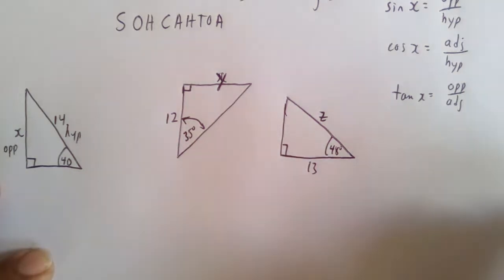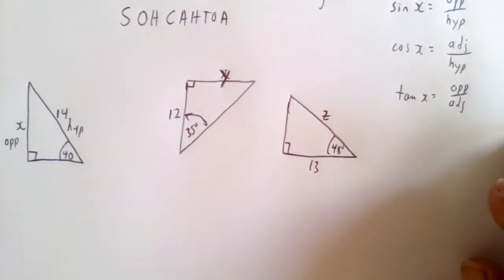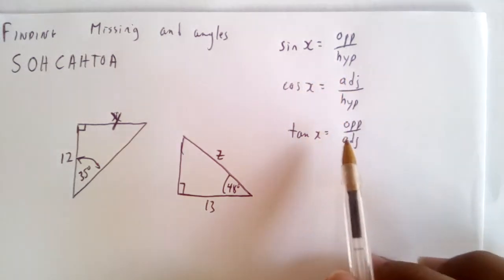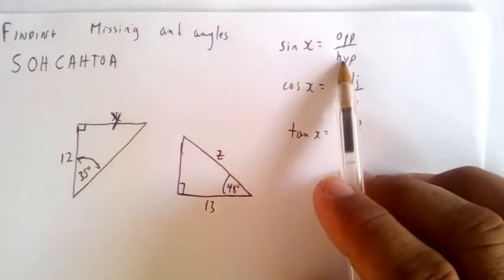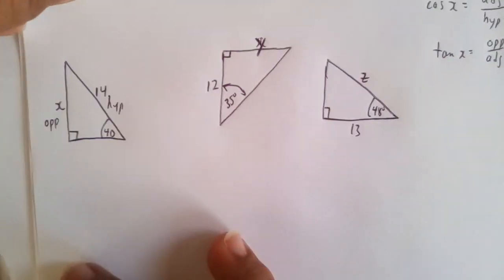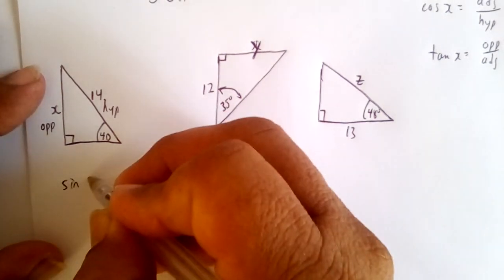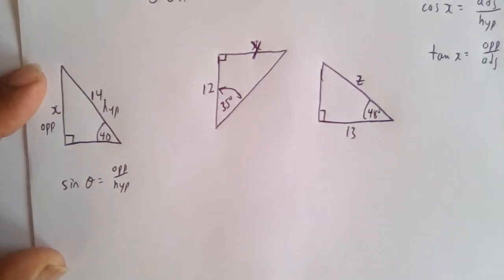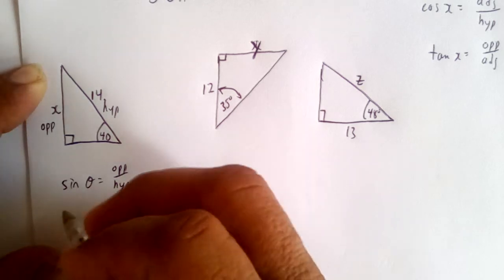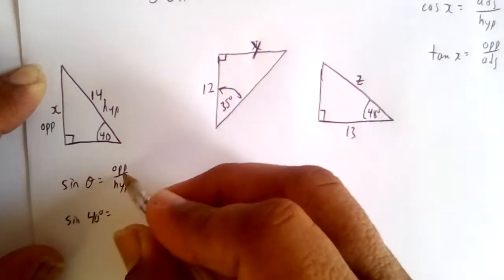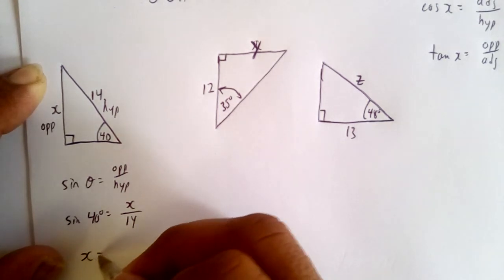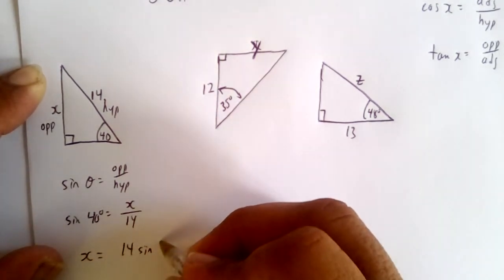Now let's see which one of the trig ratios works with opposite and hypotenuse, given the angle that we are talking about. It is not this one, it is not this one, but it is this one. So we'll be using the sine. The sine of the angle is equal to the opposite over the hypotenuse. So we substitute our values. I put this symbol here to show angle. The sine of 40 degrees is equal to opposite, which is x, over the hypotenuse, which is 14. We cross multiply and we end up with x equals 14 sine 40.